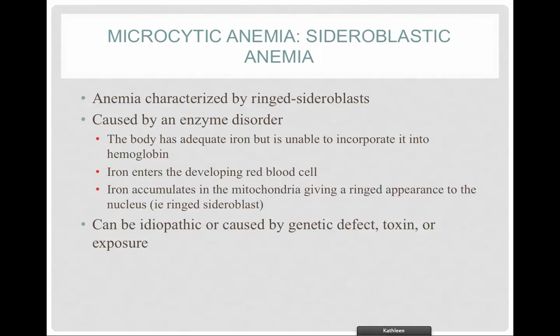Microcytic anemia, or sideroblastic anemia. Again, this is microcytic anemia, characterized by ringed sideroblasts. This is caused by an enzyme disorder. The body has adequate iron but is unable to incorporate it into the hemoglobin. Iron enters the developing red blood cell. Iron accumulates in the mitochondria, giving a ringed appearance to the nucleus, and that's where you get these ringed sideroblasts, which are abnormal. This can be idiopathic or caused by genetic defect, toxin, or exposure.